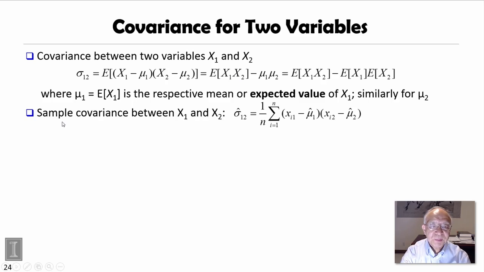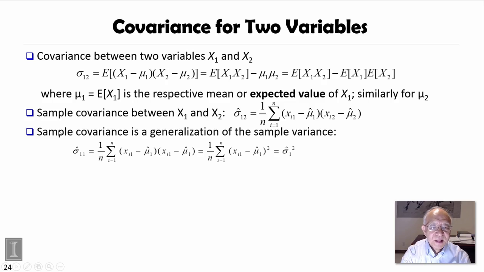If we take a sample, we look at the sample covariance between x1 and x2. The sample covariance is calculated from their differences from the sample means. So that's also popularly used.